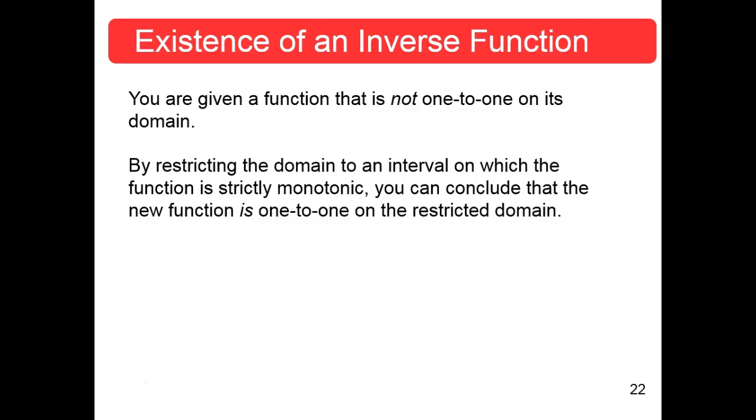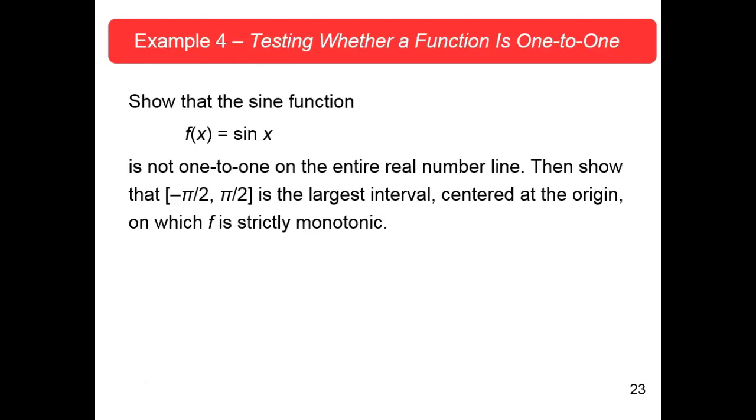You're given a function that is not one-to-one in its domain. By restricting the domain to an interval in which the function is strictly monotonic, you can conclude that the new function is one-to-one in the restricted domain. All right. For instance, f of x equals sine x. Well, all of you, I hope, know sine x does this. Right? Up and down between 0, minus 1, and 1 forever. Well, obviously, that's not monotonic because it's going up half the time, going down half the time, going up half the time, going down half the time.